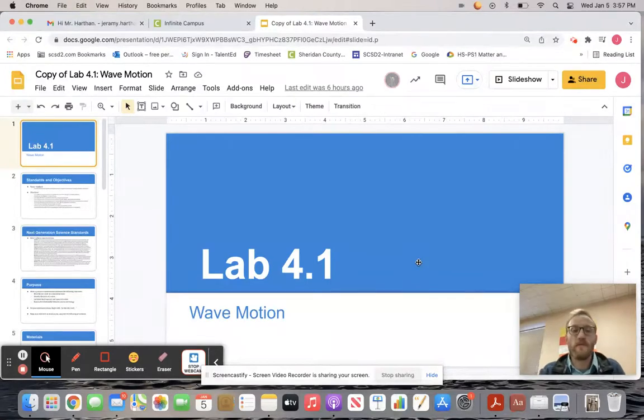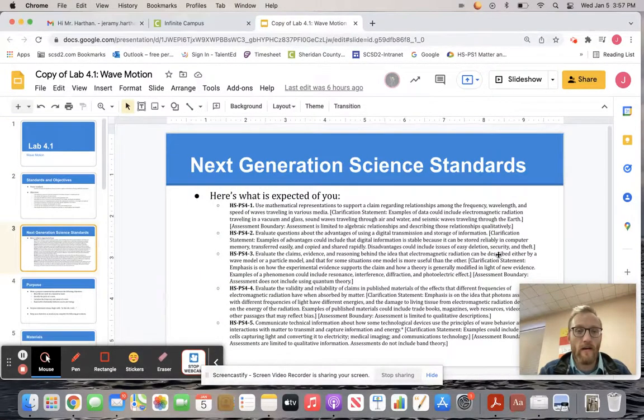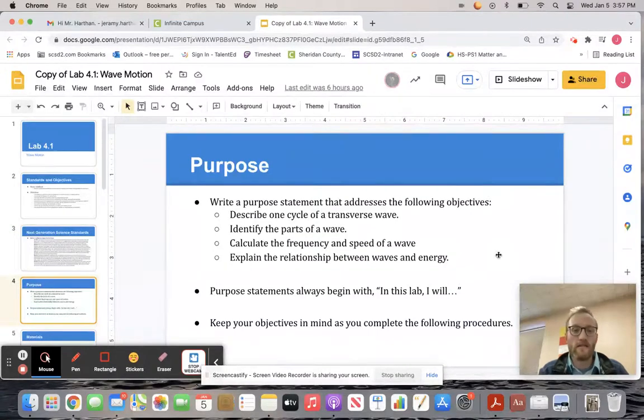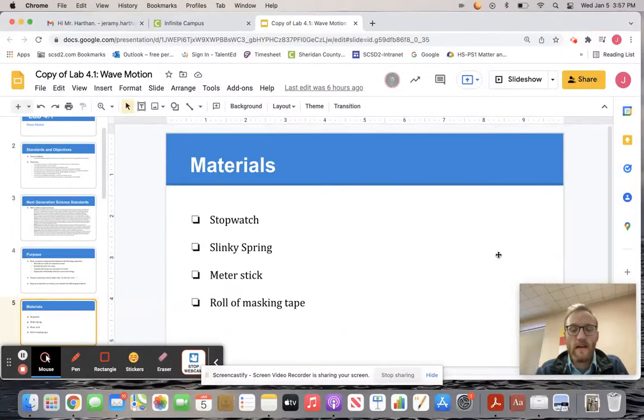Just remember, as we're doing this lab, do it in your notebook just like we normally would. You're going to start off with the title of the lab number over by your name, and then our purpose statement. You can see with the purpose, we want to be able to describe one full cycle or one wavelength, calculate the frequency and speed of a wave, identify the parts of a wave, and then explain the relationship between waves and energy. Once you've got that written, we can jump down to our data table.